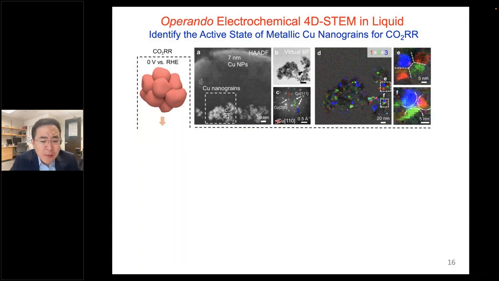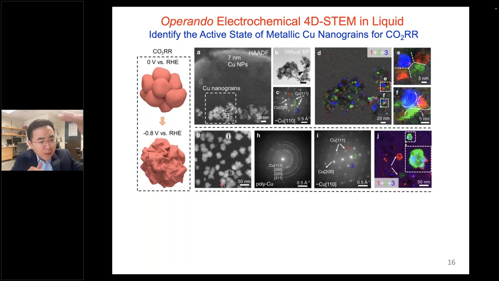Also, from most of the electron diffraction patterns, they appear like metallic. What becomes critically important is the nature of those carbon particles under reaction conditions. When we drive the reaction with the applied potential more negative than minus 0.8 volt, that's about where we convert the CO2 into multi-carbon products. We see this is actually a packing process.